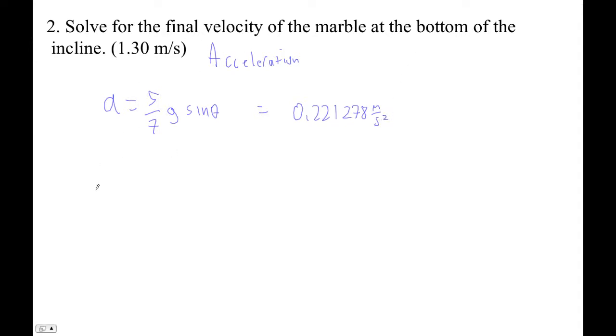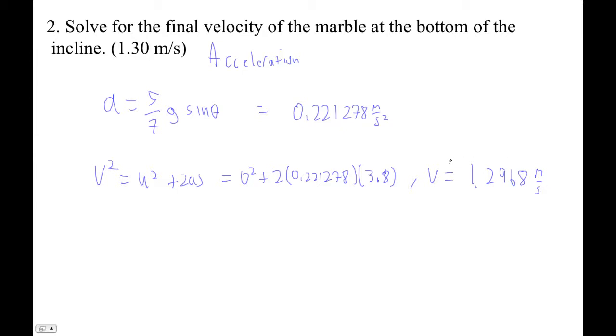So all we have to do really to find the final velocity is use v squared equals u squared plus 2as, right? So it's 0 squared plus 2 times 0.221278 times s, and the length of the plane is 3.8, right? So literally I'm going to go square root, left parenthesis, 2 times the answer I just got, because that's whatever's sitting on my calculator, times 3.8. And I get that the velocity is 1.2968 meters per second.